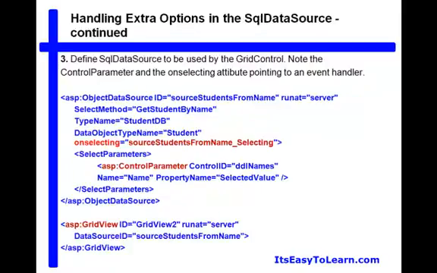Then we define an object data source. The object data source has a select method getStudent by name. GetStudent by name requires a name parameter to be passed to this method. That input parameter will come from the control called DDL names, since we specify the select parameter control ID as DDL names. Next, we define the grid, which uses the source student from name as the data source.